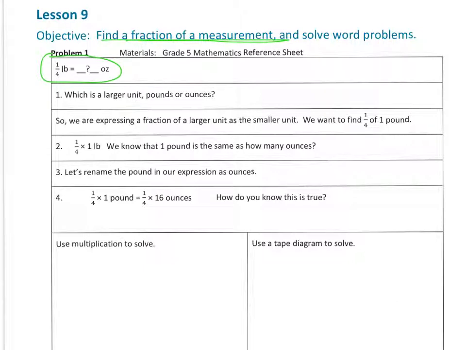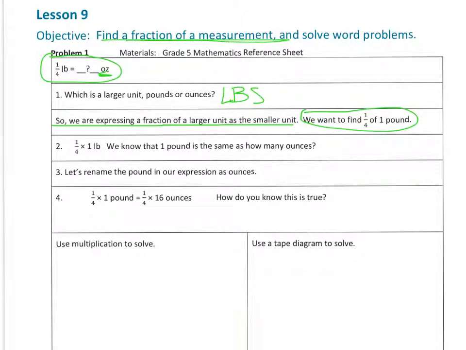And then look here. It tells us in ounces. So our answer is not going to be in pounds, it's going to be in ounces. Which is a larger unit, pounds or ounces? Pounds are larger. So we're expressing a fraction of a larger unit as the smaller unit. So we want to find 1/4 of 1 pound.